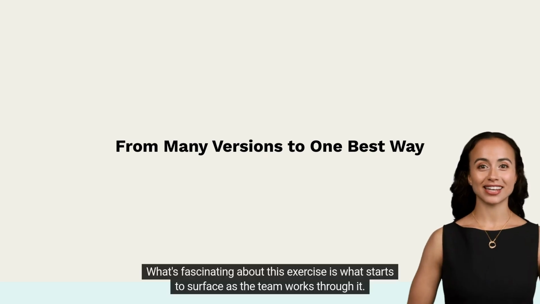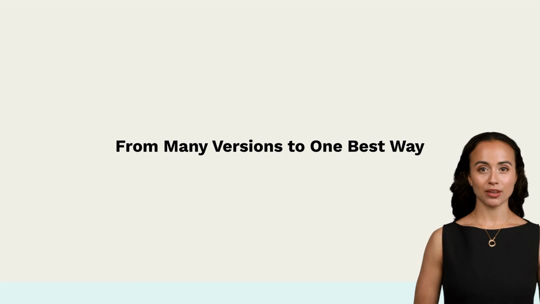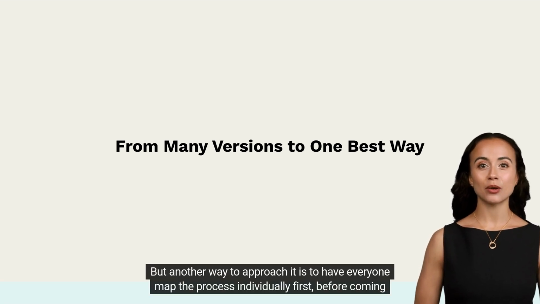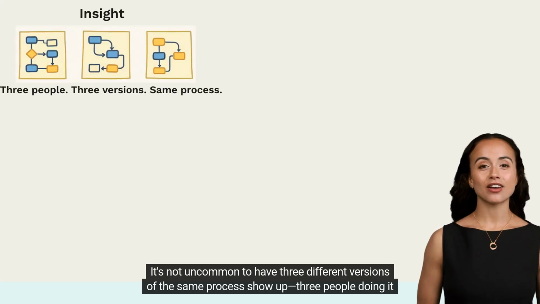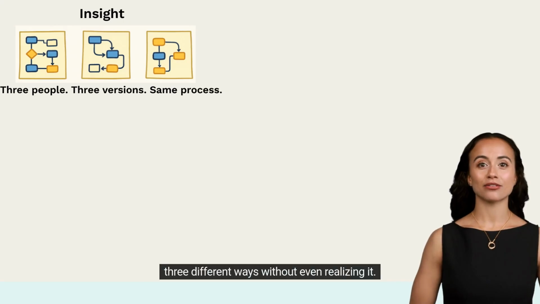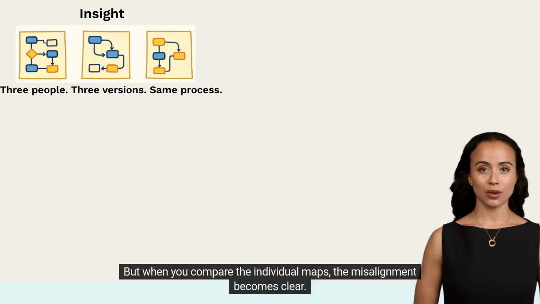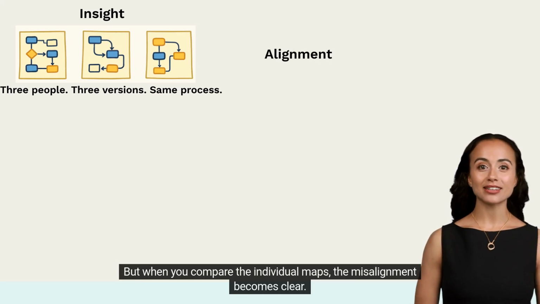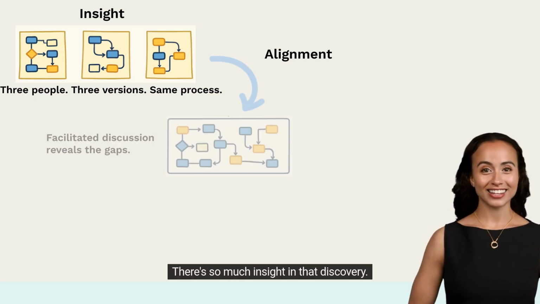What's fascinating about this exercise is what starts to surface as the team works through it. Sometimes I guide it like we've done here, as a group. But another way to approach it is to have everyone map the process individually first, before coming together. It's not uncommon to have 3 different versions of the same process show up, 3 people doing it 3 different ways without even realizing it. And in a group setting, some people won't always speak up to share that difference. But when you compare the individual maps, the misalignment becomes clear. That alone can be eye-opening. There's so much insight in that discovery.